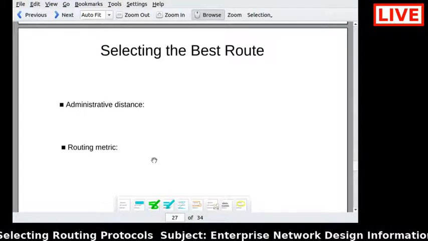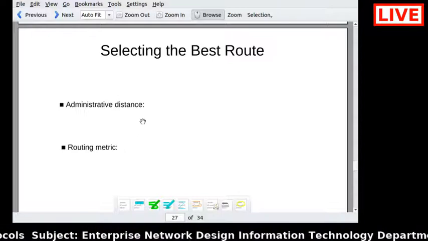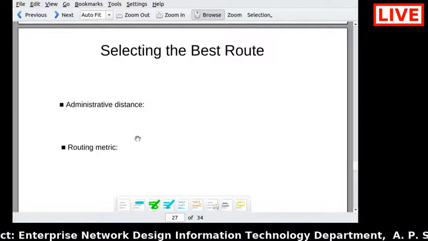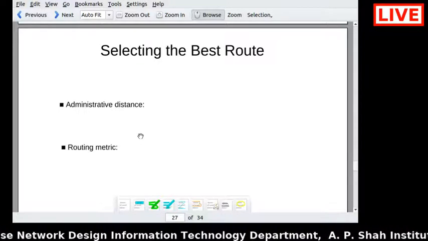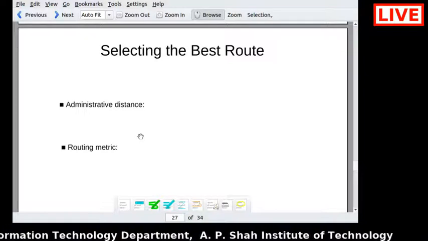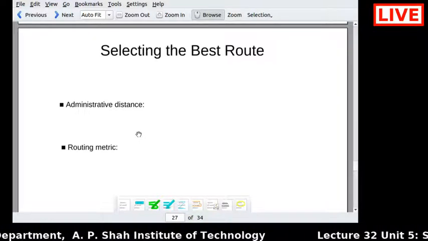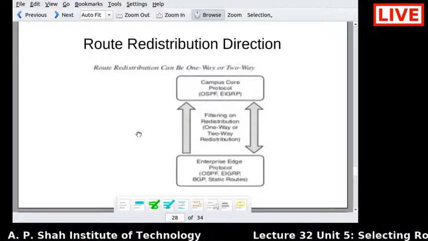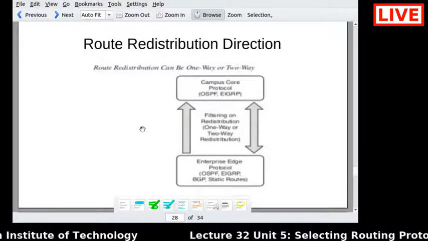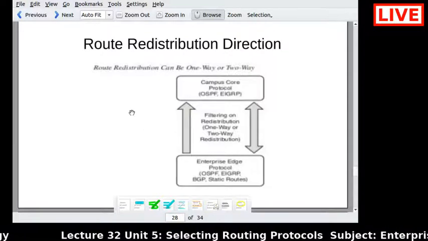So by using these two techniques we will select the best route with the help of routing protocols. This is also an important topic that you need to study. And then route redistribution direction, it can be one-way or two-way, right?